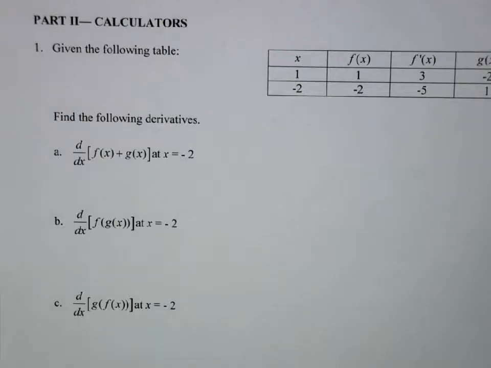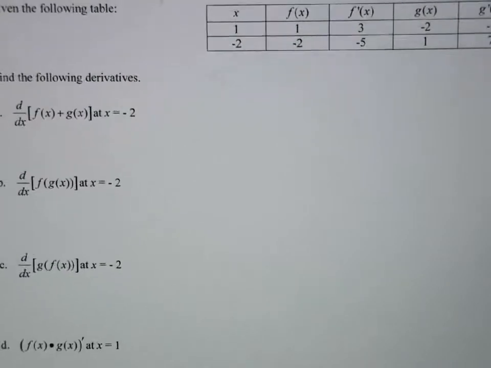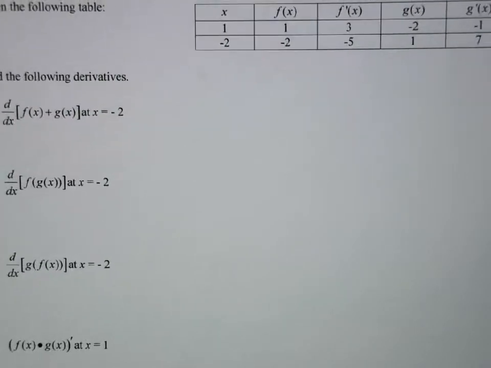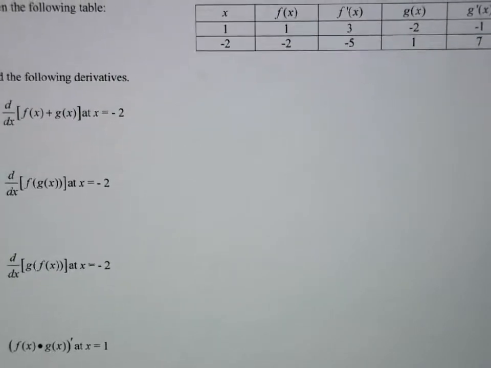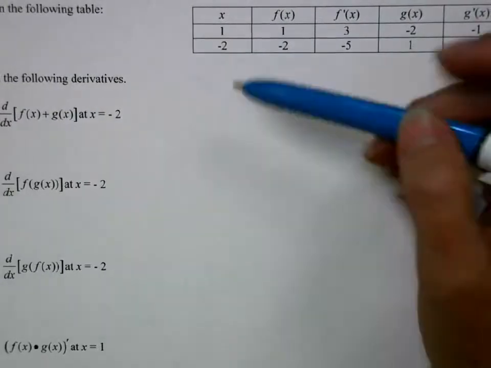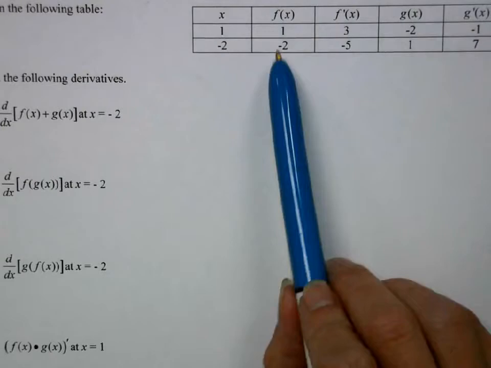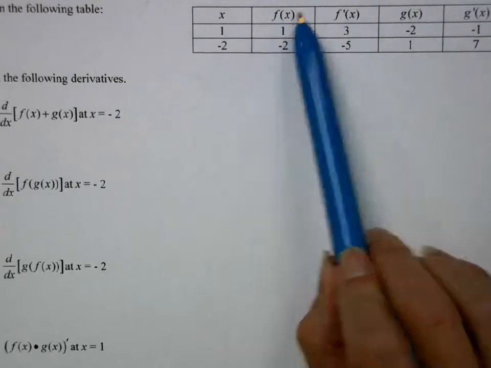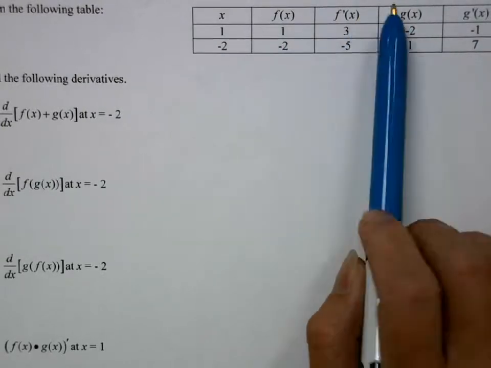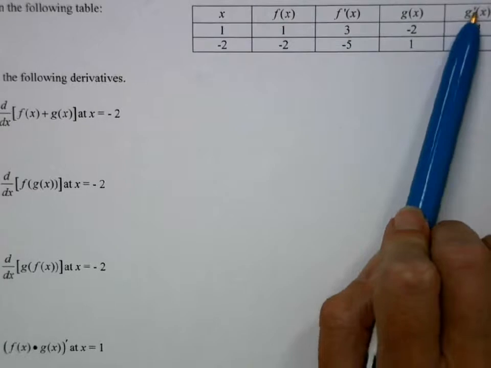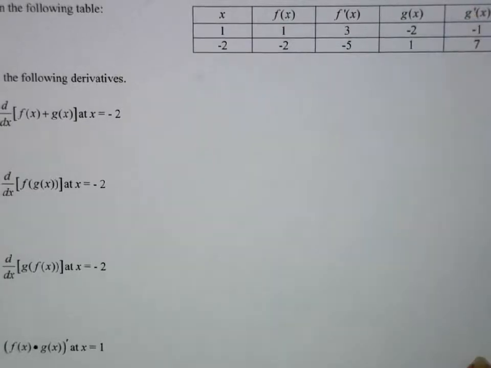Part 2 of your test is the calculator portion. So our first part here, you are given a table. We have two x values, 1 and -2, and then we are given f of those values, f prime of those values, g of those values, and g prime of those values. So we're going to be using the rules for derivatives and this chart.